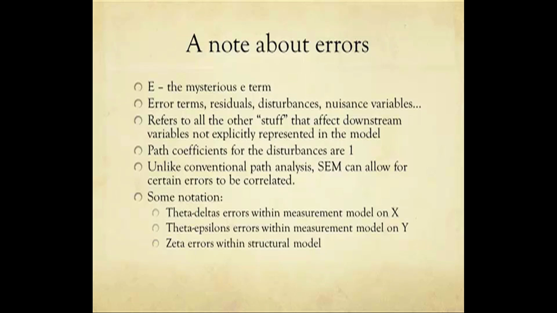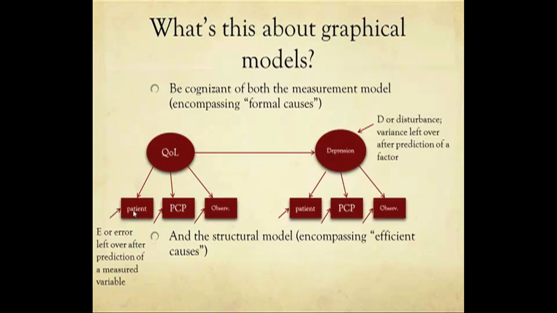Okay, I said before I'd talk a little bit more about the mysterious E term. We call it a bunch of different things: error terms, disturbances, but also residuals or nuisance variables, and it refers to all the other stuff that affects downstream variables not explicitly represented in the model. In some ways, this makes SEM a pretty flexible program because we can allow certain errors to be correlated. For example, in that previous example, we might decide to correlate the patient reports, assuming that patients might respond more consistently than their PCPs or the researchers might.